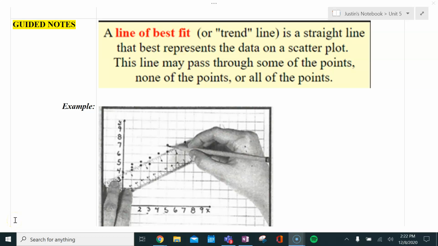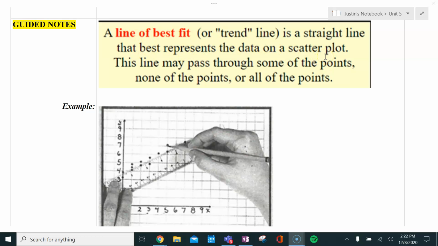Alright, so yesterday we talked about scatter plots. What those are, it's basically a bunch of points scattered across a graph, and that is what a scatter plot is. Today we're going to talk about line of best fit, or it's also considered a trend line, but we're going to use the word line of best fit in the class a lot, so that's what we're going to refer to it as. And that is a straight line that best represents the data on a scatter plot.